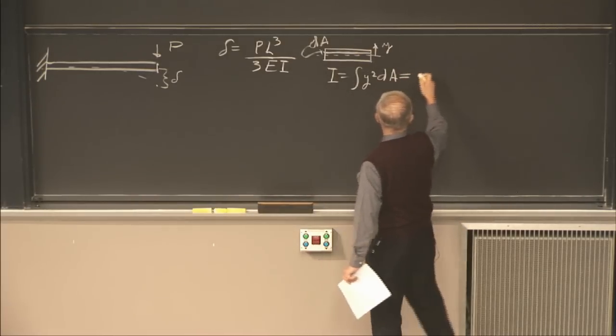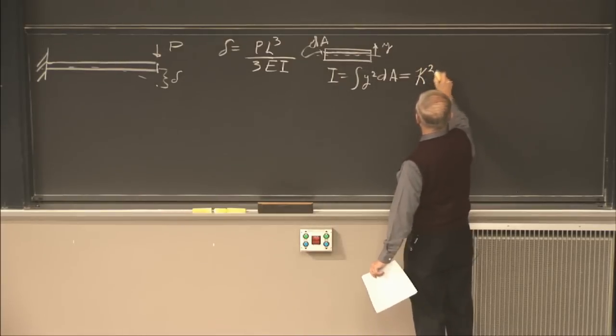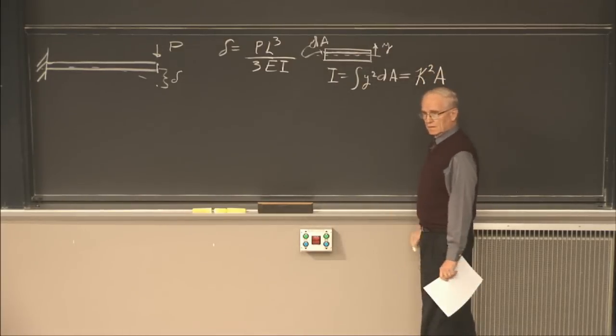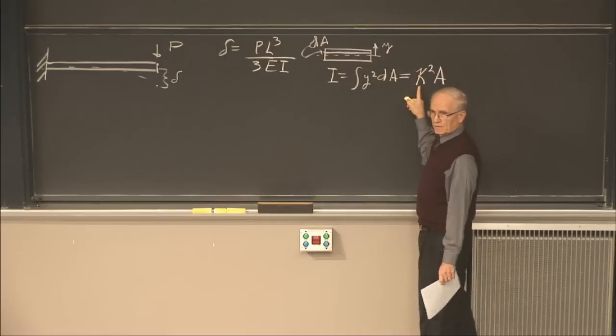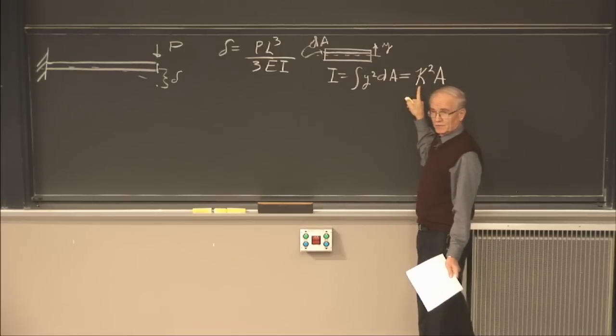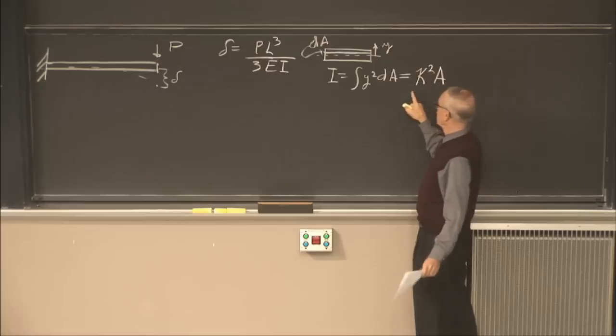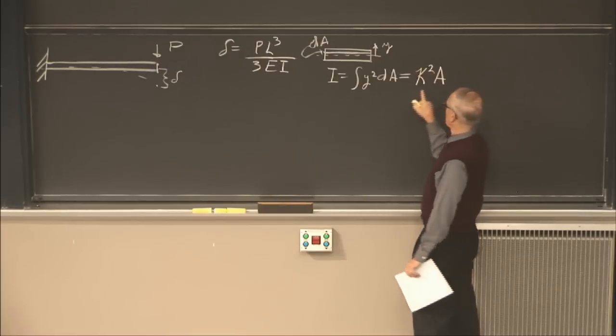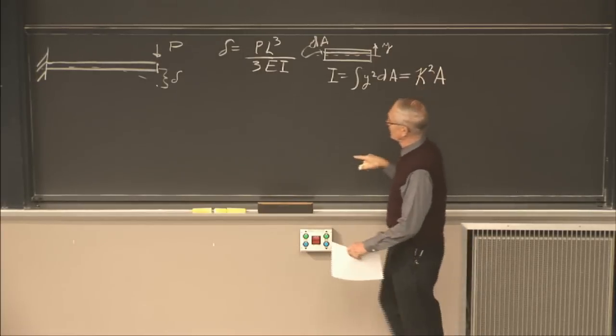You can also write I as kappa squared A. We ran into this in dynamics. We call it the radius of gyration. You have the same thing with area moments of inertia, the radius of gyration. This is going to be really helpful in a second.